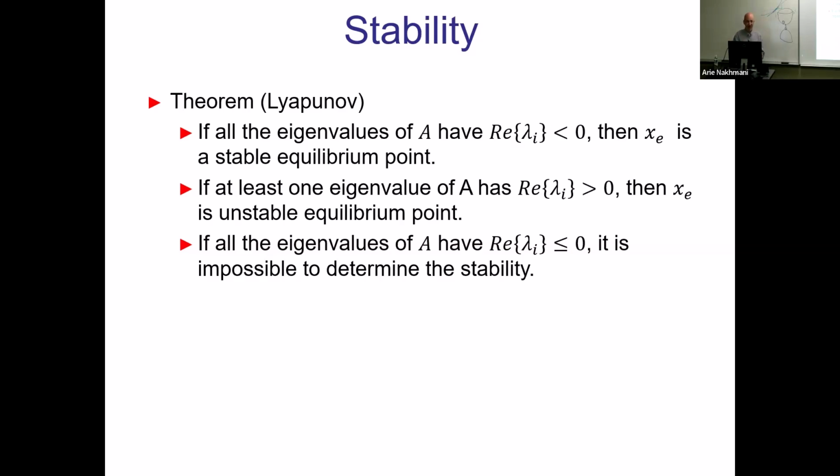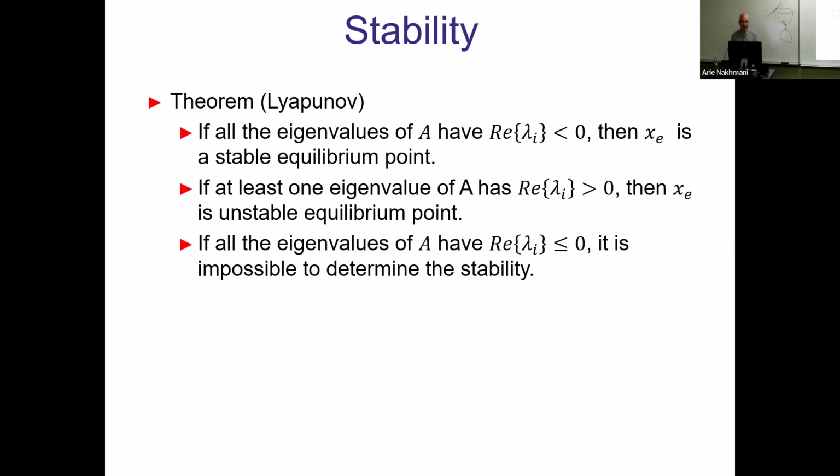Part two says that if you have at least one of the eigenvalues which is non-stable, then the equilibrium point is unstable, no matter what. So far, it's exactly the same theorem that you used for regular linear systems, right? LTI systems. But now here's a catch.